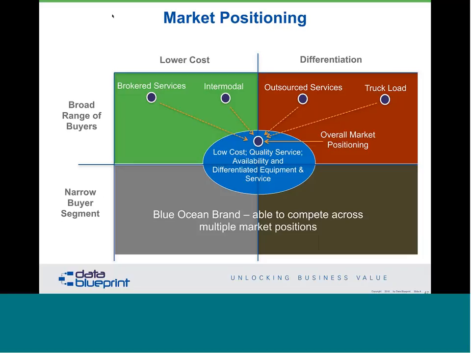Now, if you look at them in this case from a strategic perspective, they had 4 different businesses. Brokerage services were low-cost, with a broad range of buyers. Intermodal was a little bit more expensive. Outsourced services gave them a differentiation play, and the truckload brokering capability gave them a lot of differentiation.